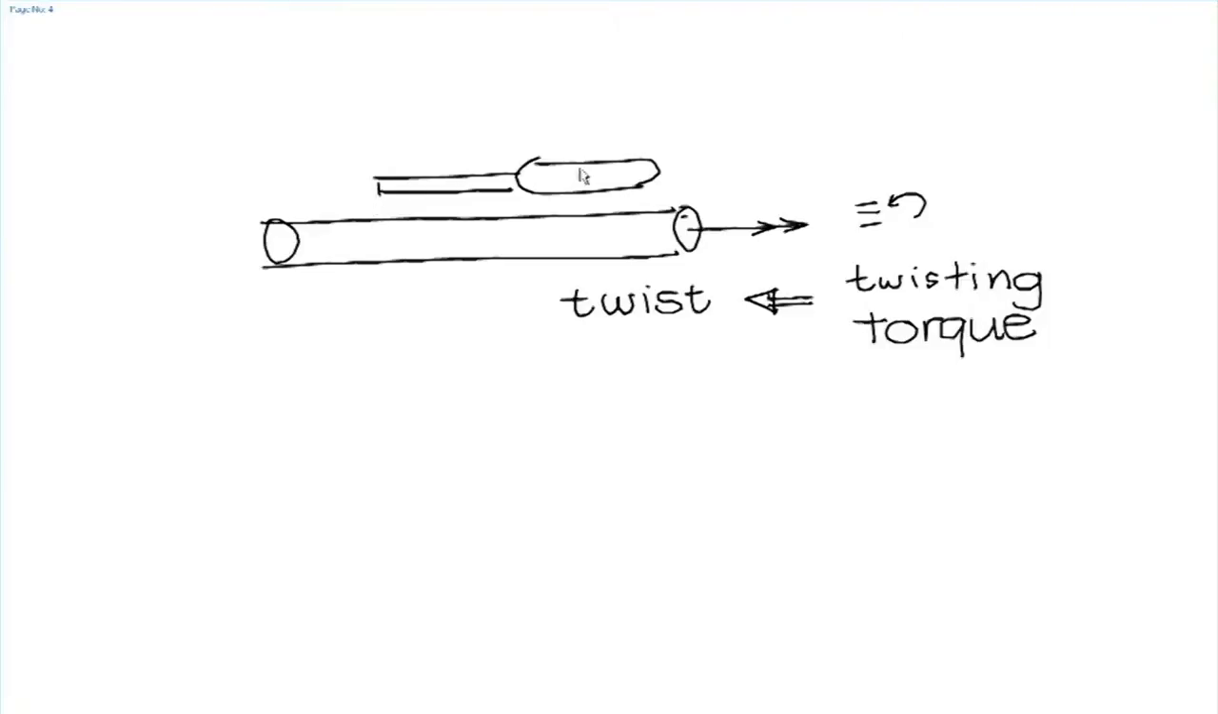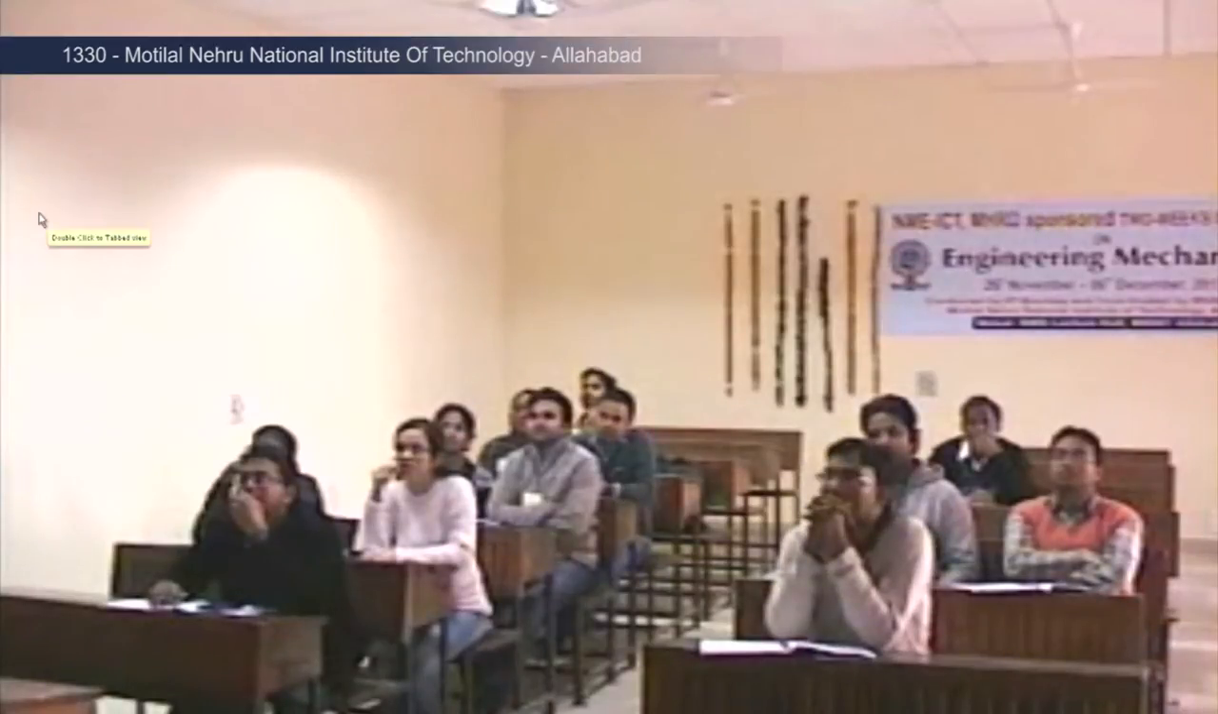Or for example, you can take a screwdriver, and if you want to turn a screw, what we do is apply this twisting torque, and that twists the screw and makes it rotate like this. Is that okay? So, what is torsion then?